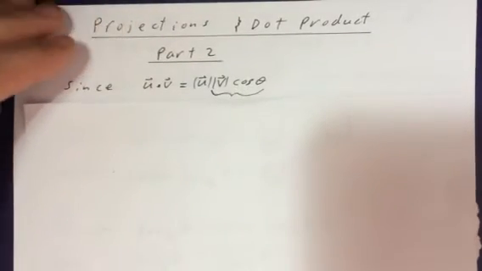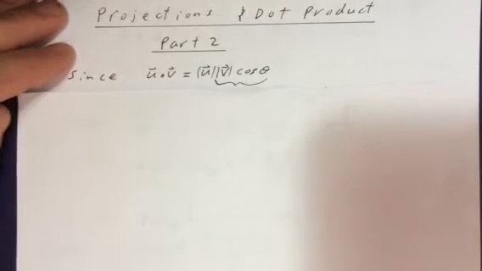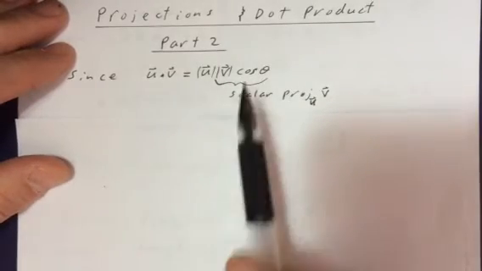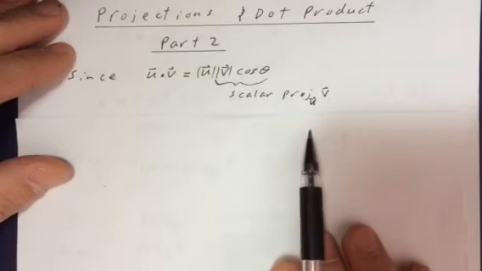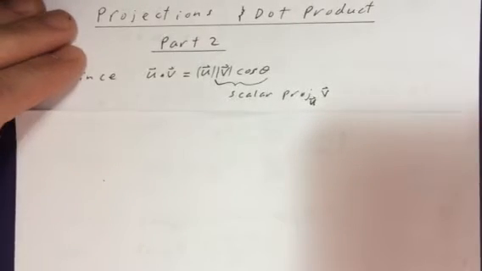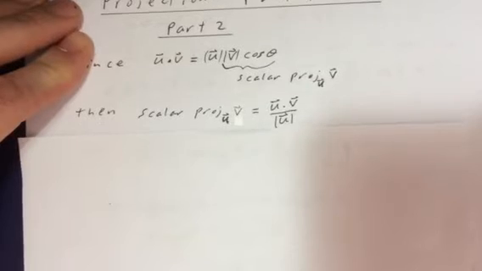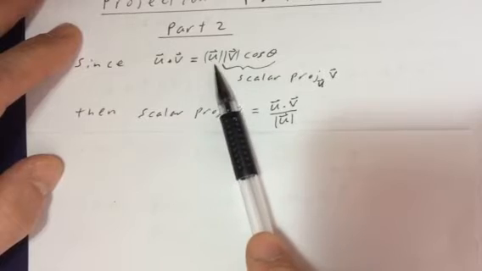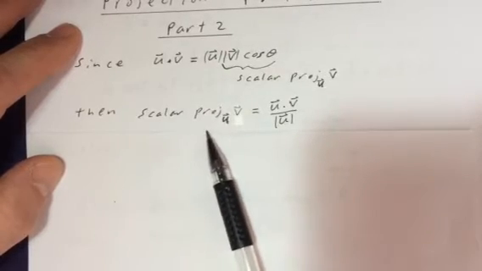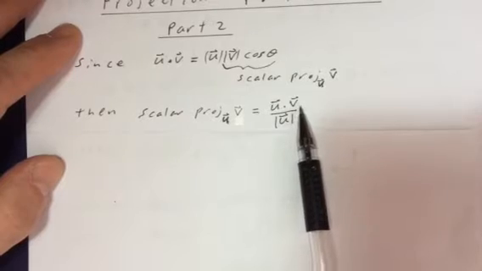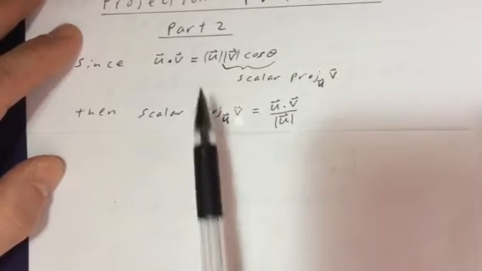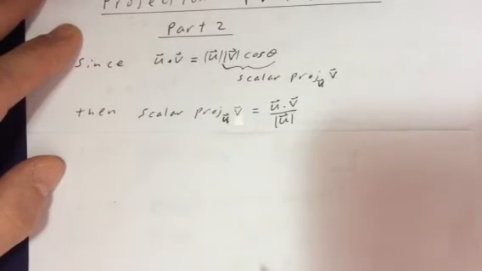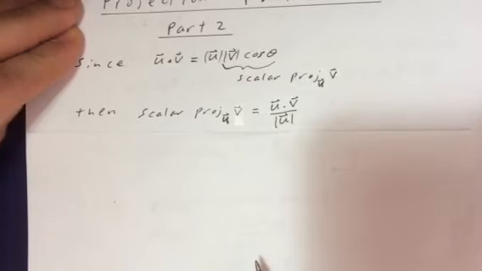Okay. So we know that u dot v is the magnitude of u times the magnitude of v cos theta. And that second part, magnitude of v cos theta, is the scalar projection of v onto u. If that's true, then we can divide both sides by the magnitude of u, and we get the scalar projection of v onto u as u dot v divided by the magnitude of u. So I'm just bringing the magnitude of u over here. So there's a formula for the scalar projection in terms of the dot product, which we didn't have before.